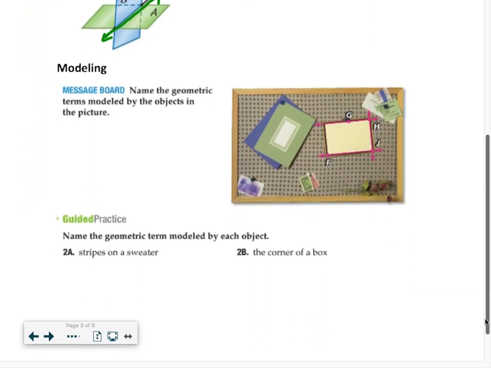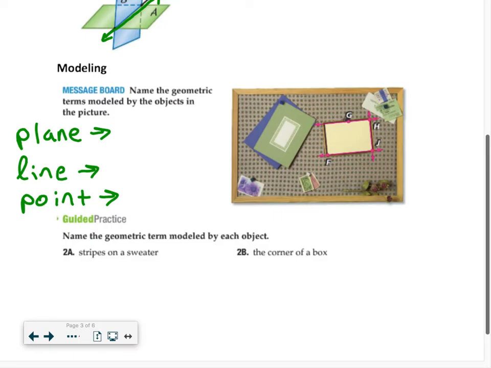Alright, so here's some modeling. This is taking some real world objects. We've got a bulletin board here with a postcard on it, and maybe a birthday card and some other things. And they want us to name geometric terms modeled by these objects in the picture. So here you would want to come up with something that models a plane, something that models a line, and maybe something that would model a point.